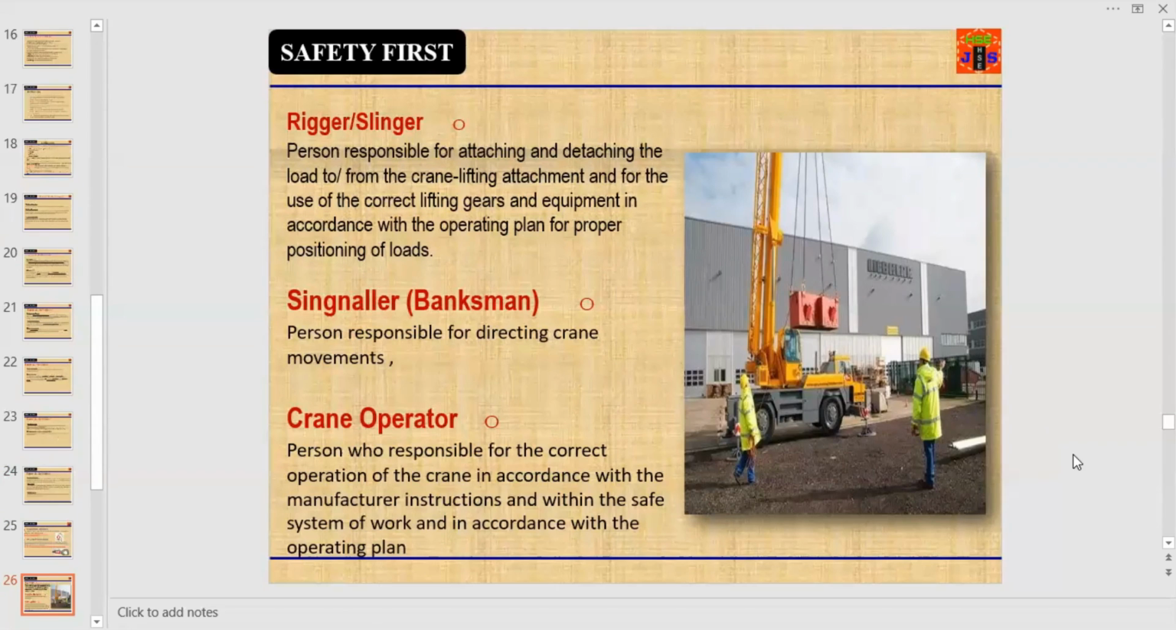Who might be a banksman? What is the role of a banksman or a signaller? A person responsible for directing crane movements.